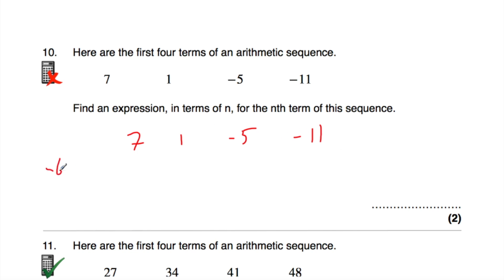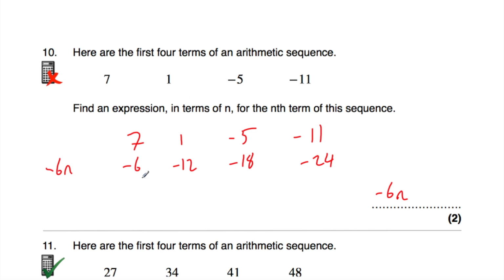So we're going to write down negative 6n. So negative 6 times 1 is negative 6, negative 12, negative 18, and negative 24. So it's like the negative 6 times tables. It's the 6 times tables, but they're all negative. So we've got negative 6n. Now our sequence wasn't negative 6, negative 12, negative 18, and negative 24. It was 7, 1, negative 5, negative 11.